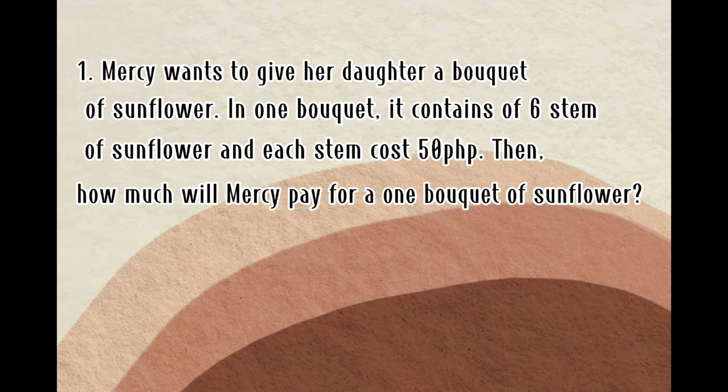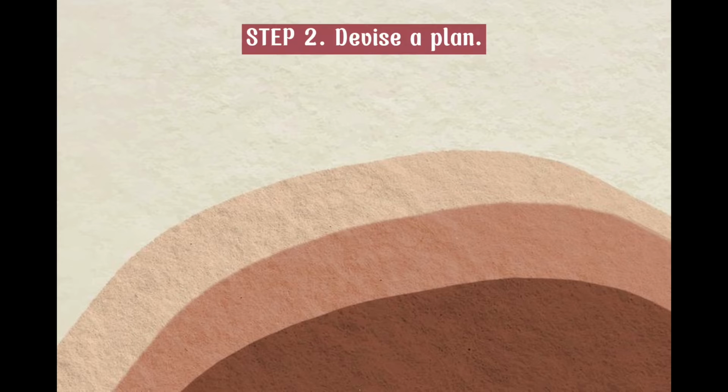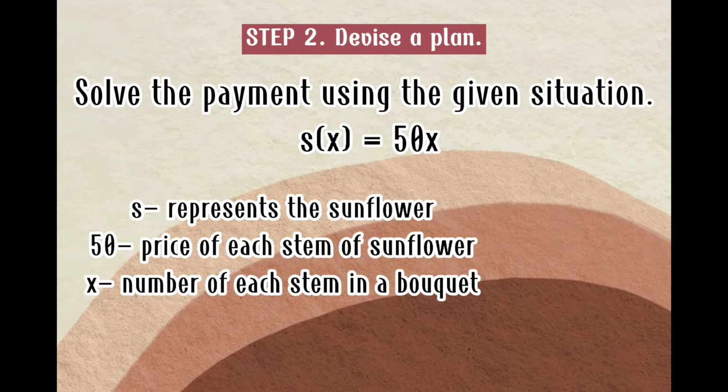So, iisa-isahin ko yung steps kung paano natin ito masasagutan. First step to do is to identify the problem and the given numbers. So, the problem here is how much will Mercy pay for 1 bouquet of sunflowers? And for the given, let X be the number of stems and 50 pesos is the cost of each stem. Second step is devise a plan.